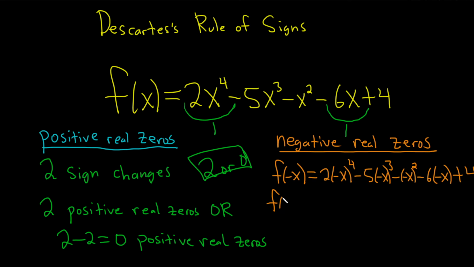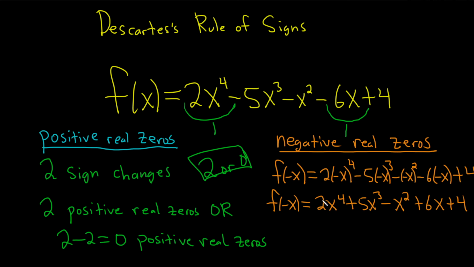So f of negative x is equal to, so whenever it's raised to an even exponent, the negative is going to go away. So it'll be 2x to the 4th. And then here it's odd, so the negative will stay here, okay? But then there's already a negative, so negative and negative is positive. This minus stays, and this negative goes away because of the 2. A little bit tricky. And then negative and negative is positive. Much harder than some of the other problems we've been doing.